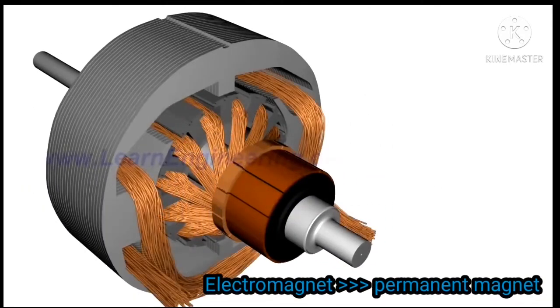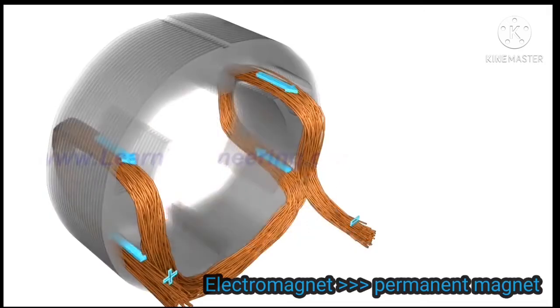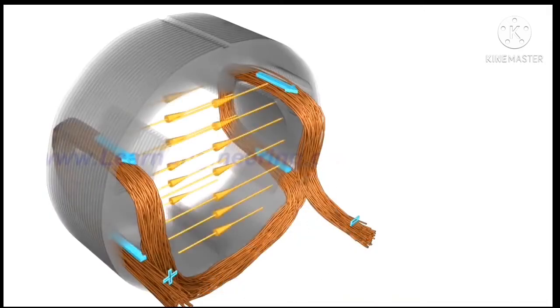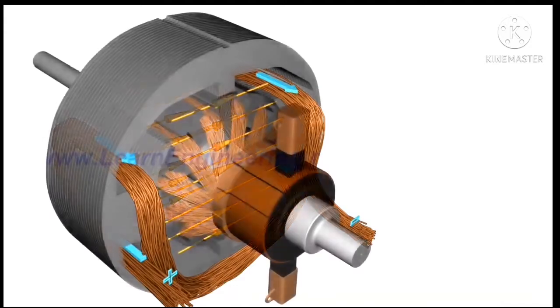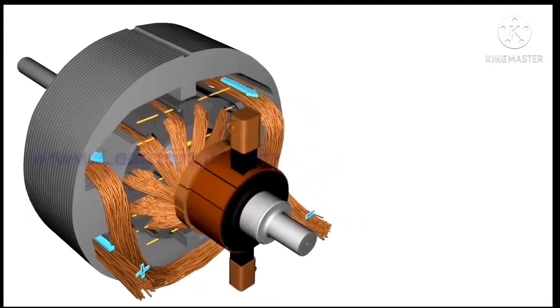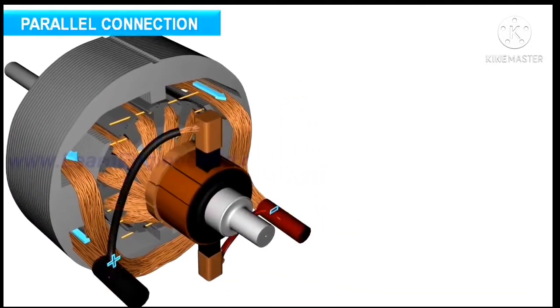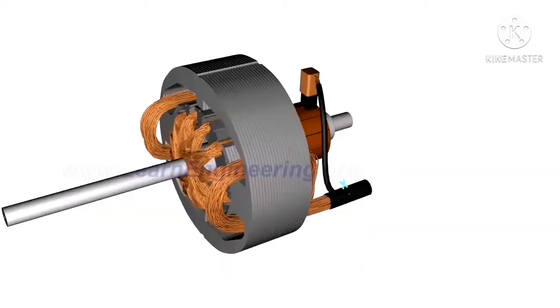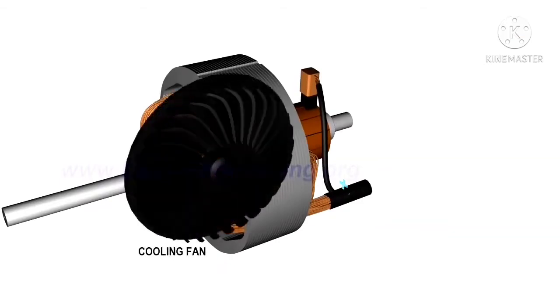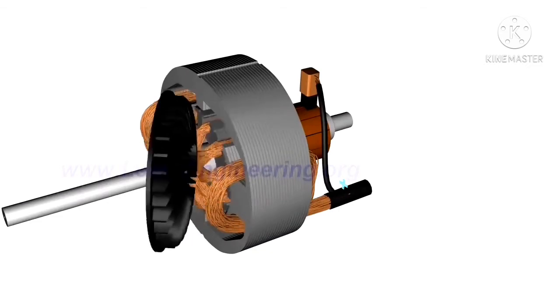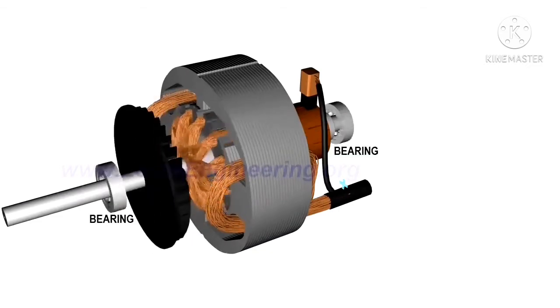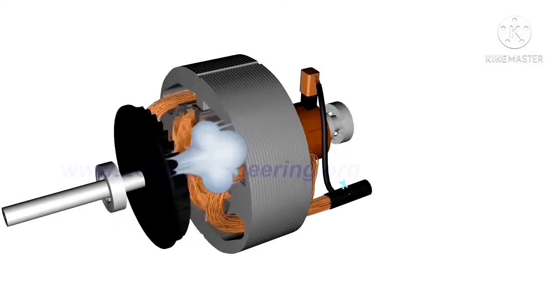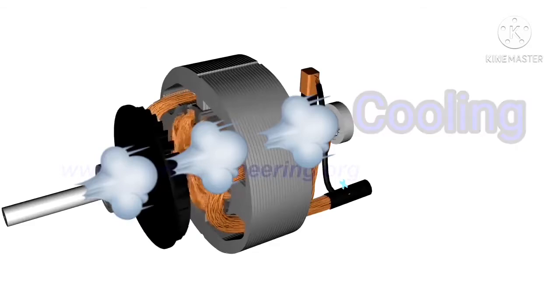The field coil of an electromagnet is powered from the same DC source. The field coil can be connected to the rotor winding in two different ways, that is, the parallel or the series connection. We can also use an axial fan attached to the rotor of the motor that spins with the motor, providing increased airflow to the motor's internal and external parts, which aids in cooling it.